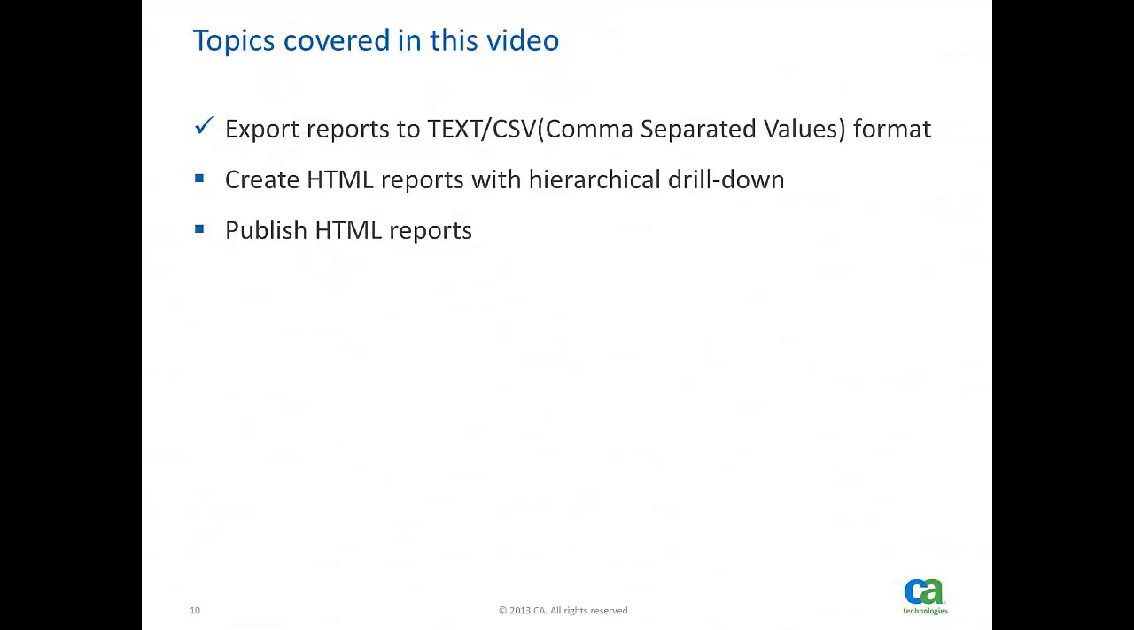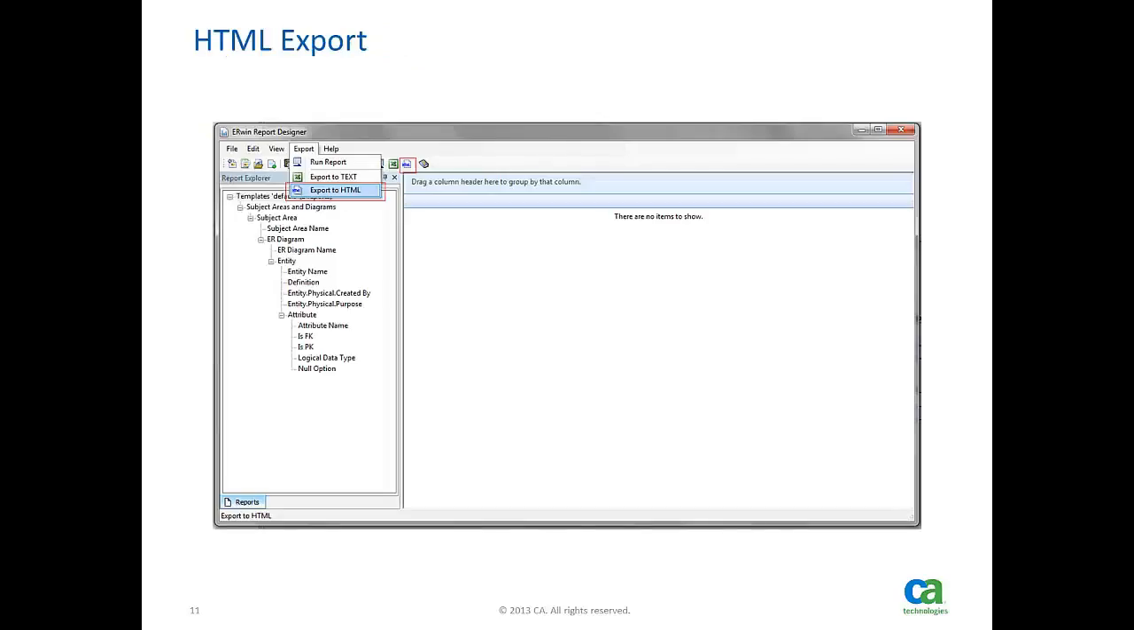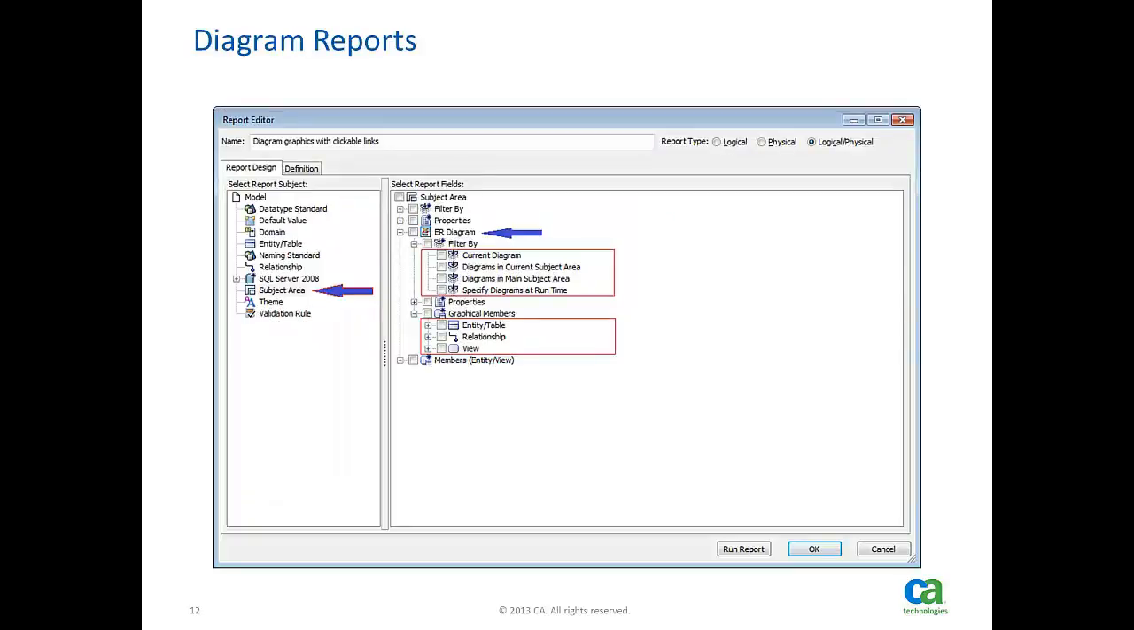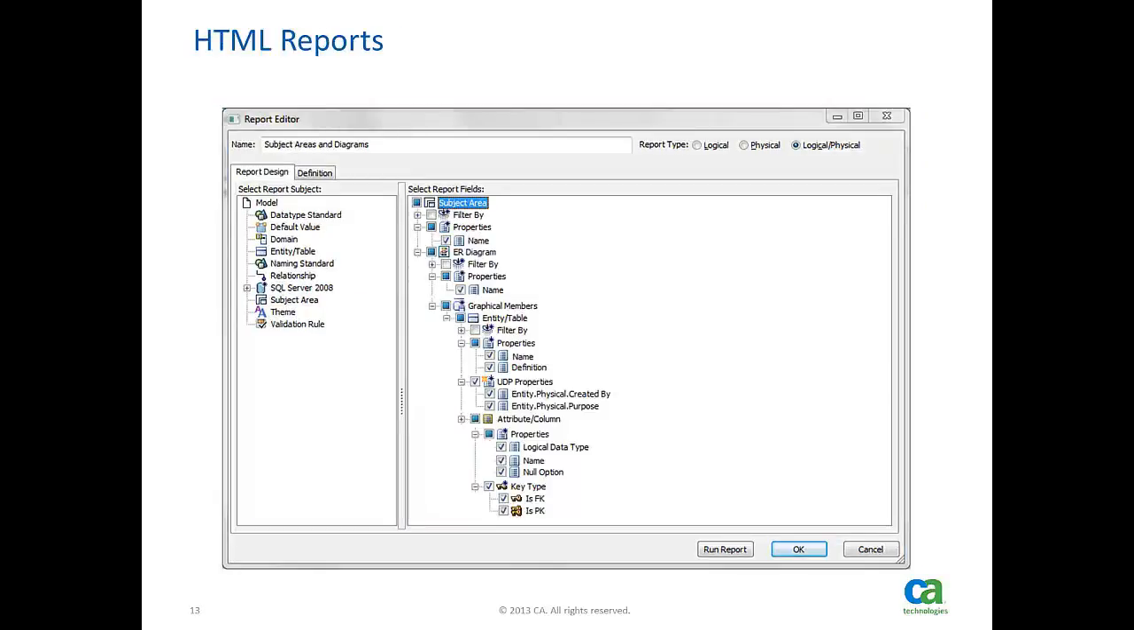Now let's go to the next section, creating HTML reports with a hierarchical drill down. Once we have created a report template, reports can be generated in HTML format by clicking the button highlighted here. If you would like to include ER diagrams in the report, they can be selected under subject area. All diagrams of the model will be included in the report unless we select one of the available filters. In order to have clickable hotspots on entities, views or relationships, select drill down information from respective object types under graphical members. Now I will demonstrate how to create an HTML report and browse through the results.